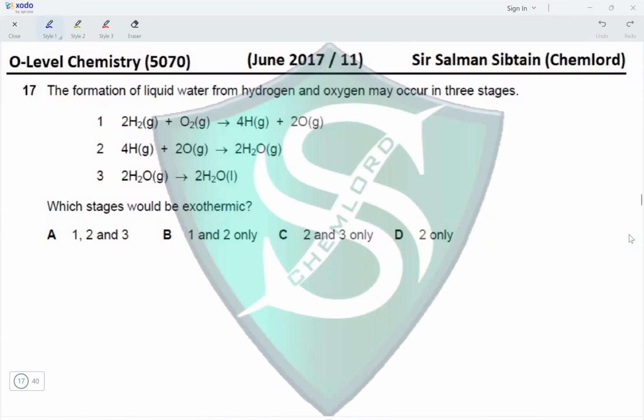Question 17. The formation of liquid water from hydrogen and oxygen may occur in three stages. In stage one, we have gaseous hydrogen and gaseous oxygen forming atomic gaseous hydrogen and atomic gaseous oxygen. So bonds are being broken. Since bonds are being broken, this reaction requires energy, so it is an endothermic reaction.